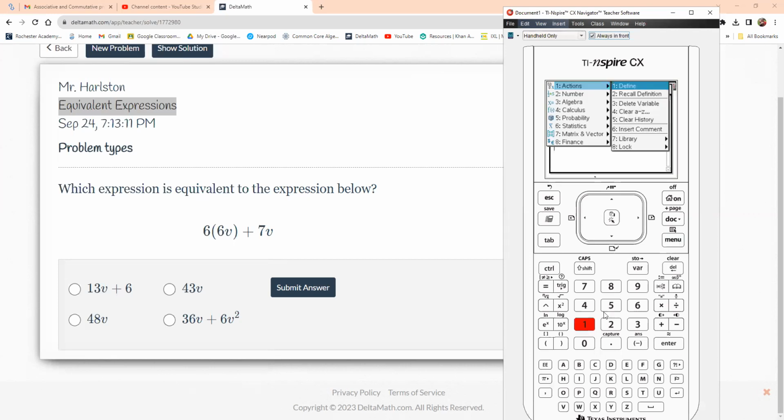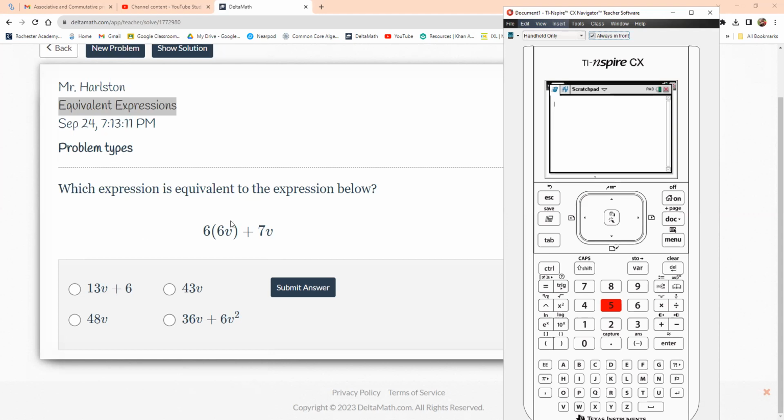I'm going to get rid of all of this stuff. Now, this is one of the most important things that you can use whenever you're trying to do algebra. Whenever you're trying to simplify expressions, combine like terms, all of that stuff, if you want to check to make sure what you've done is correct, you can always use this technique that I'm about to show you.